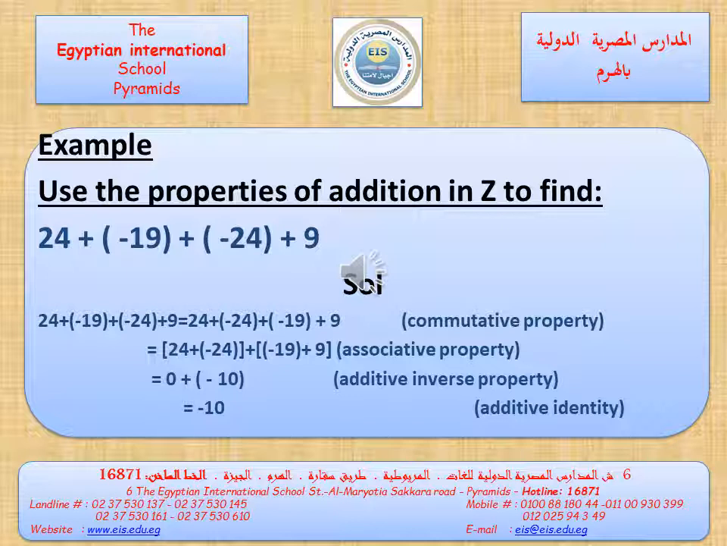24 plus negative 24, as we said before, any number plus its inverse equals 0. For the other numbers, negative 19 plus 9 equals what? Negative 10. So when we use 0 plus negative 10, we use what? The additive identity: 0 plus anything stays the same. The answer will be negative 10.